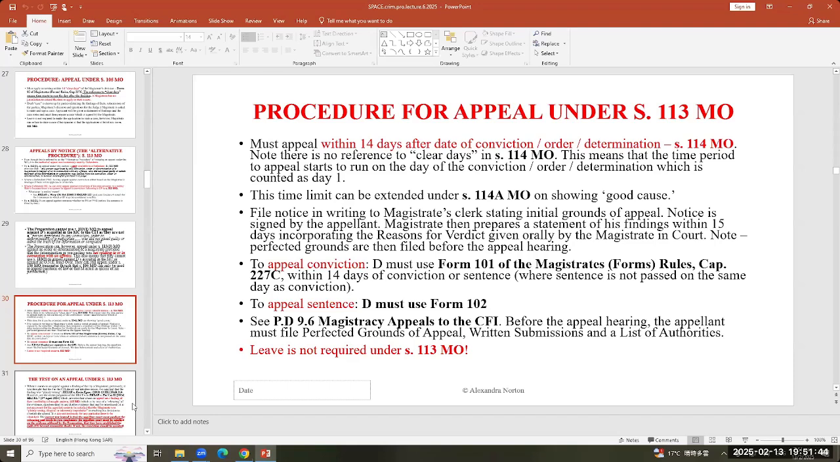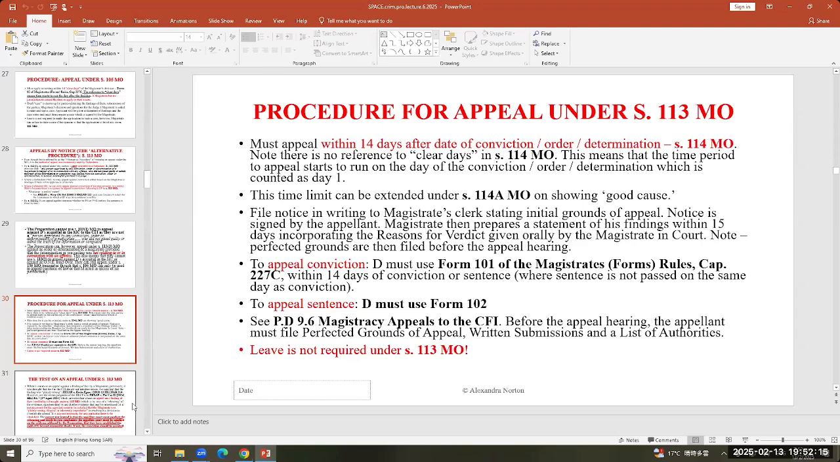So time is tight. Under Section 113, different from 105, you can get an extension of time to make your appeal if you can show good cause. But you have to fill in the form, either 101 if you're appealing conviction or 102 if you're appealing sentence. So you fill in this form in writing and it's signed. And then the statement of findings is prepared by the magistrate with the reasons for verdict.